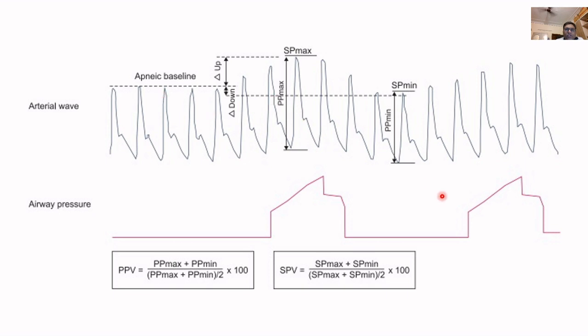So this delta up and delta down have also shown good correlation with fluid responsiveness in adults. This is the formula, this is the way we can quantify it: pulse pressure maximum minus minimum divided by the mean, and similarly systolic pressure variation maximum minus minimum divided by the mean. A pulse pressure variation of around 10 to 13% is said to have a good correlation with prediction of fluid responsiveness.